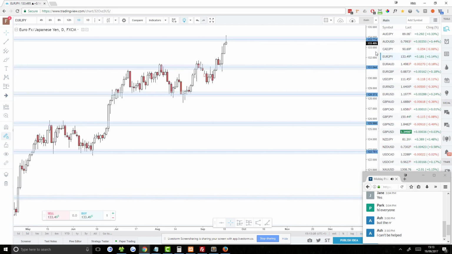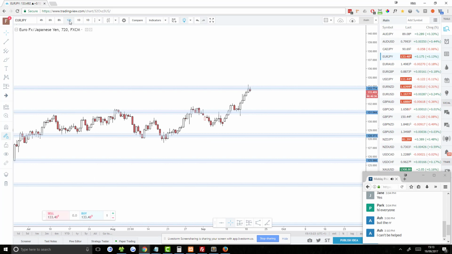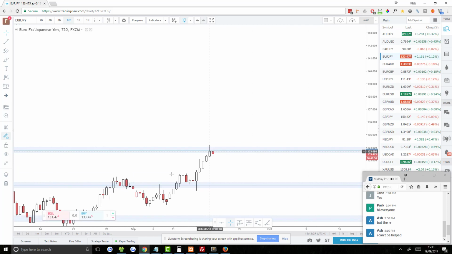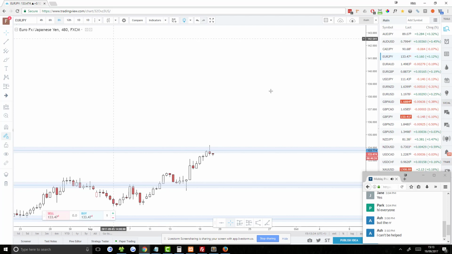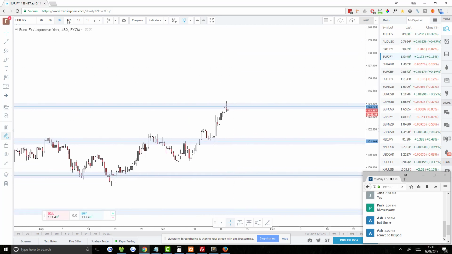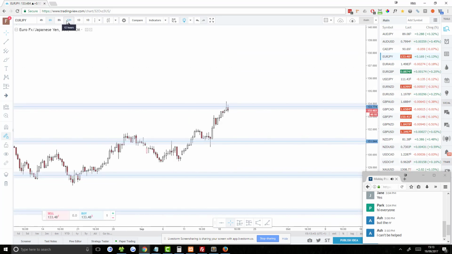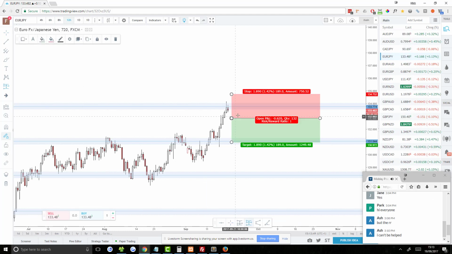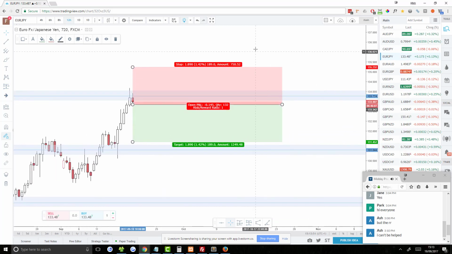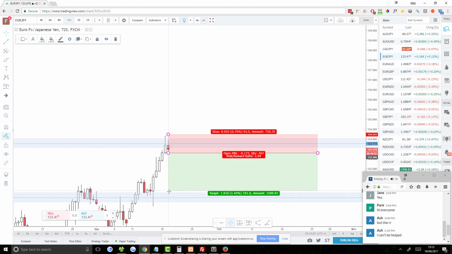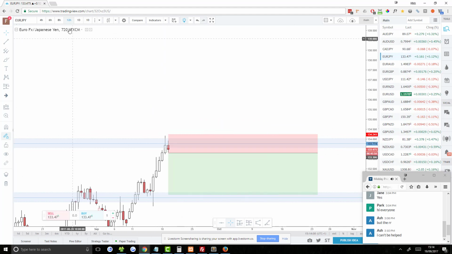All right, EURJPY. Okay, so EURJPY. It looks like it's reversing already. Huh. I'm curious about taking a short here. All right, risk to reward ratio works for us.